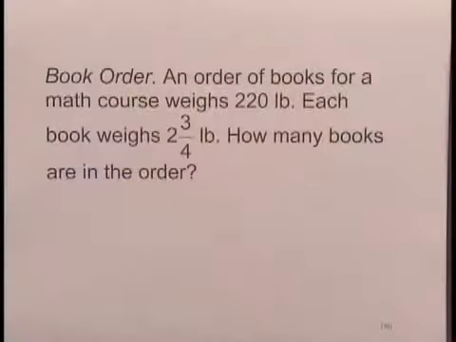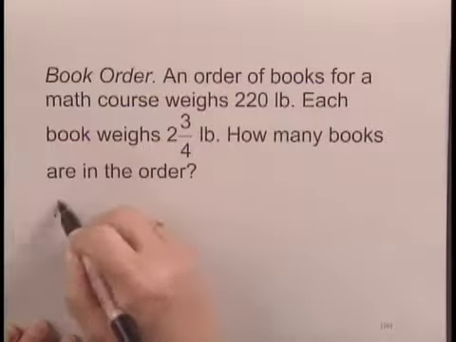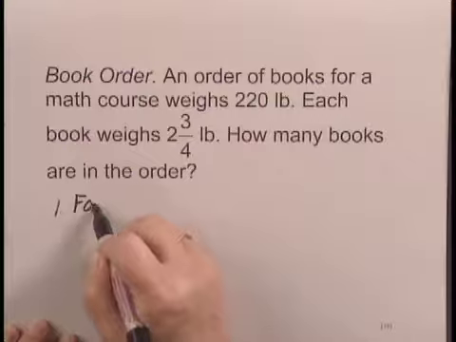In this application, we'll look at a book order. An order of books for a math course weighs 220 pounds. Each book weighs 2 3/4 pounds. How many books are in the order? We will solve this using our 5-step problem-solving strategy, and the first step is to familiarize ourselves with the problem situation.